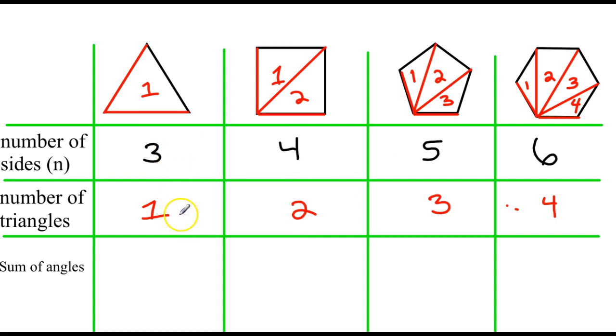So we got 3, 1, 4, 2, 5, 3, 6, 4. Notice what we're doing is we're saying minus 2 to get these numbers on each one. So we're taking the number of sides and we're subtracting 2 from it to get how many triangles we can make in the figure. And then this is going to take us to the sum of that figure's angles.